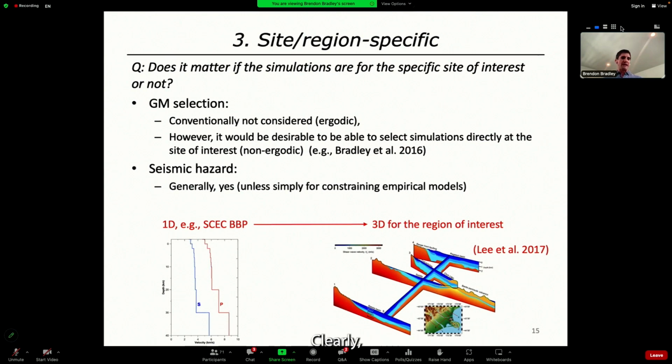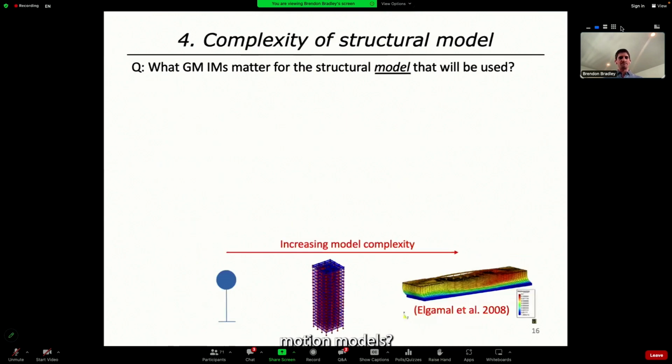For seismic hazard, clearly, I would argue that the use of simulations in seismic hazard analysis would need to be for the specific site of interest. Otherwise, how would it be better than using conventional empirical ground motion models?